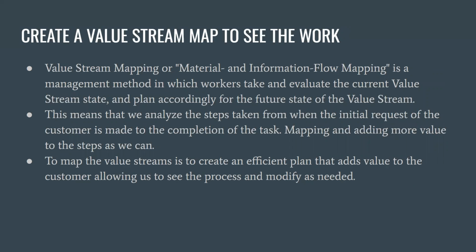Create a value stream map to see the work. Value stream mapping, or material and information flow mapping, is a management method in which workers take and evaluate the current value stream state and plan accordingly for the future state of the value stream.